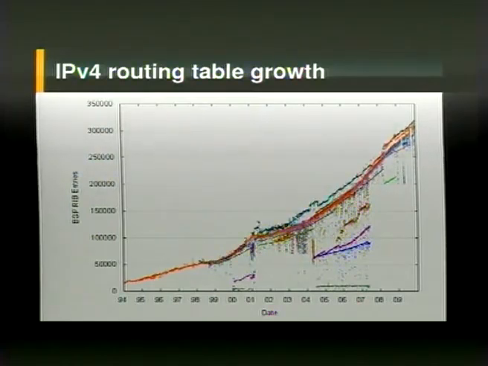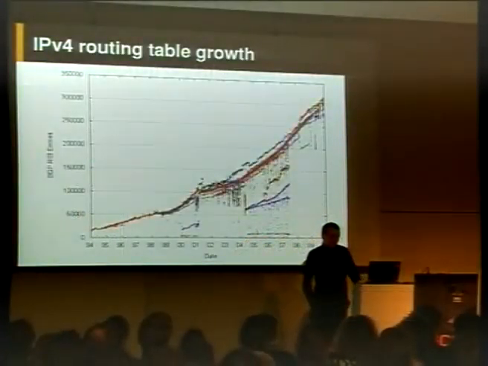One of the problems, however, they have to handle is the growth of the routing table. That's why one of the goals is aggregation.